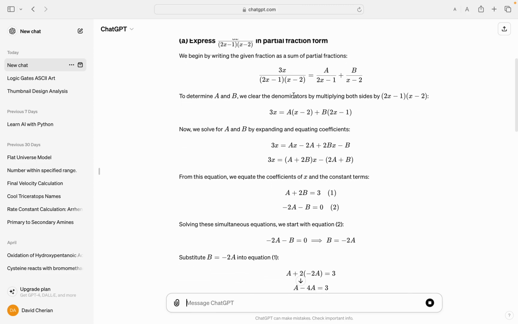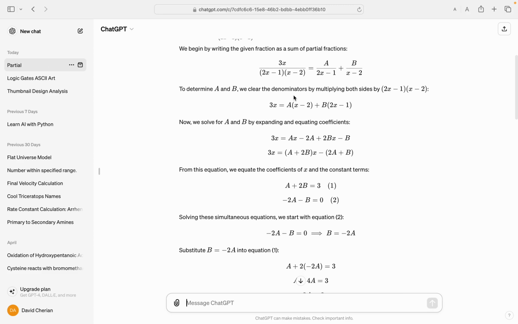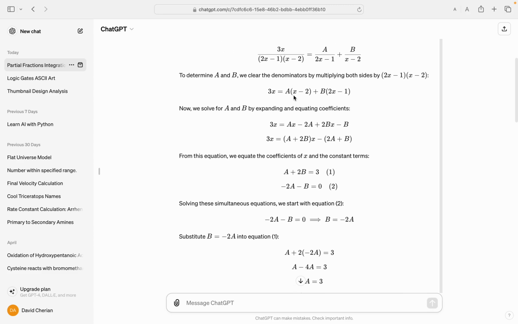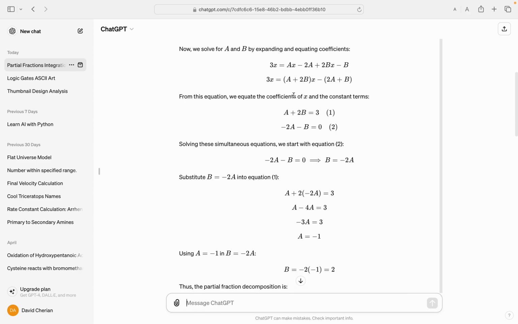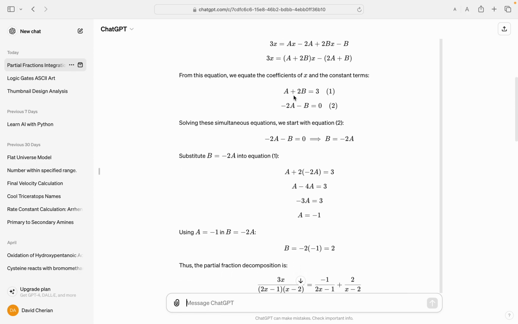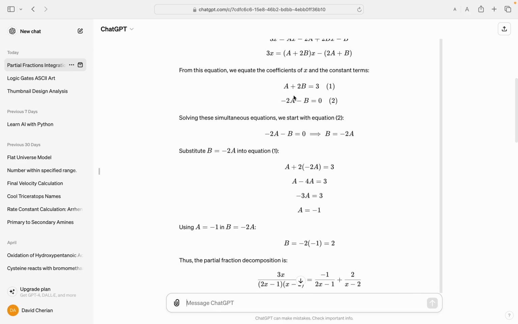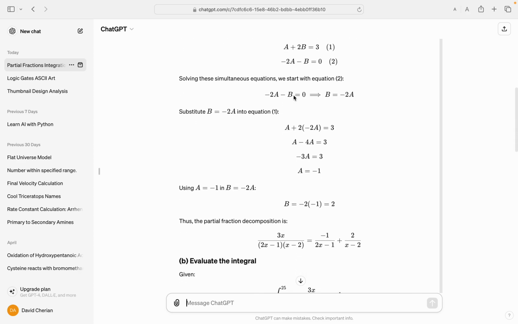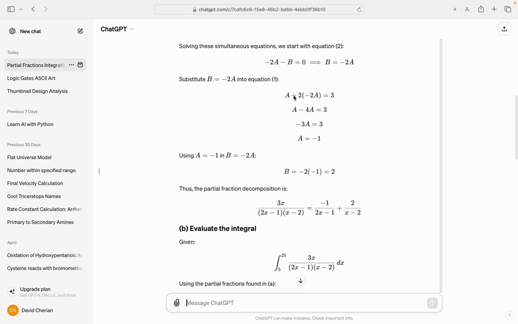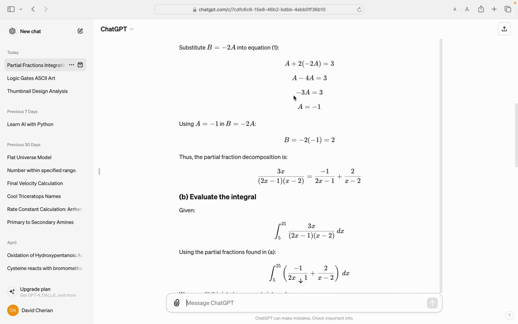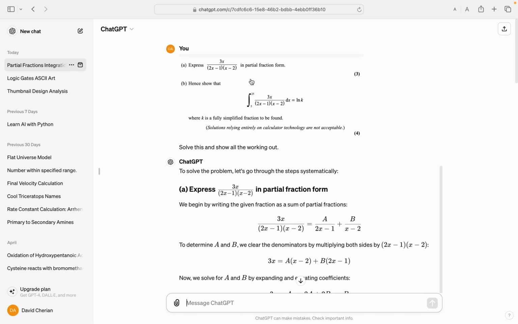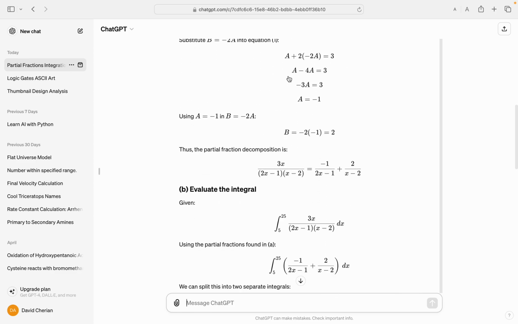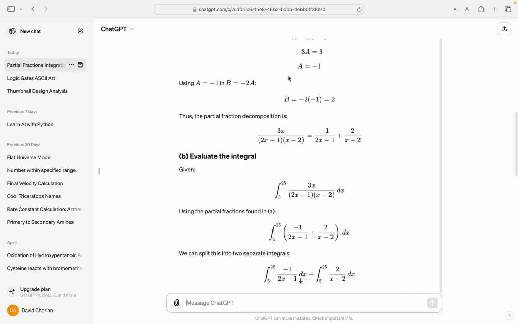Okay, that's really good. It's equating the coefficients, and they equated the coefficients in the constant terms, and they formed two equations. It found out b is equivalent to minus 2a. It substituted b equals minus 2a into equation 1, and it found out that a is minus 1 and b is equivalent to 2, and it also substituted it into the partial fraction form as minus 1 over 2x minus 1 plus 2 divided by x minus 2.